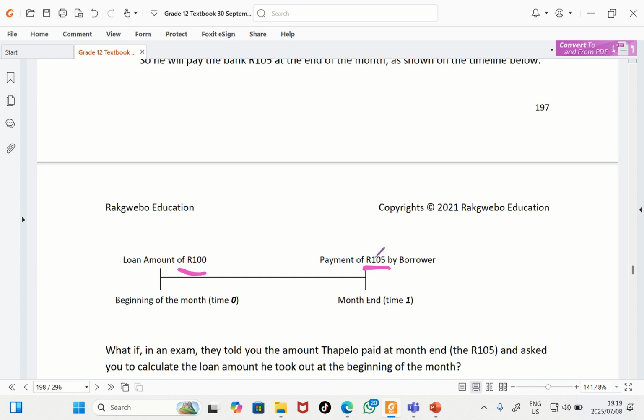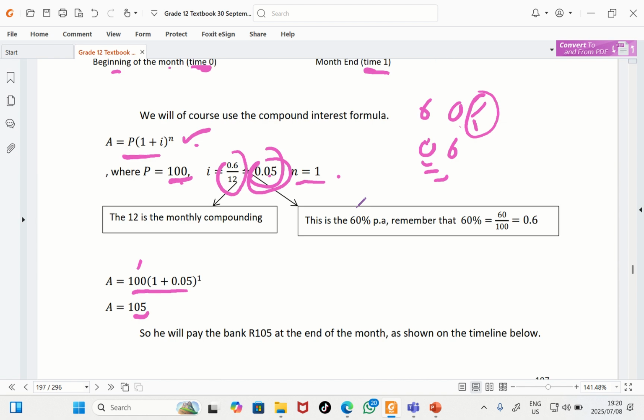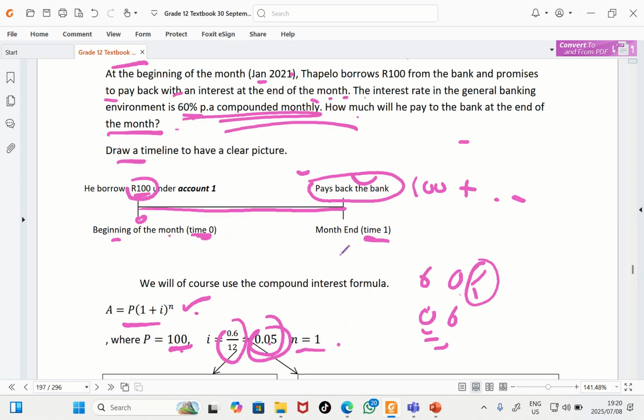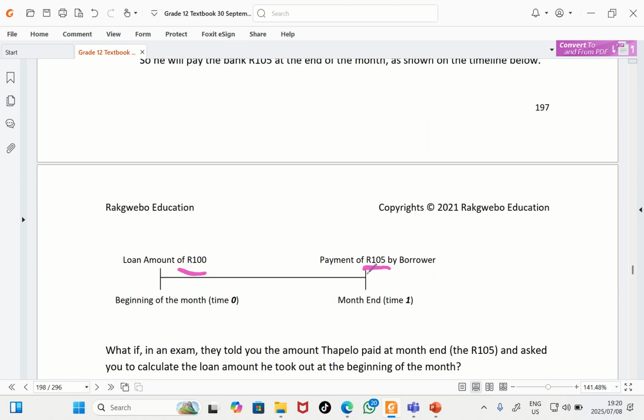Okay, but what if in an exam, they give you exactly the same scenario, but they tell you that Tapelo borrows a certain amount of money. They don't tell you how much, okay? They say he borrows a certain amount of money under this investment environment, and then he pays back the bank after 1 month, pays back a total of 105. What was the loan amount?